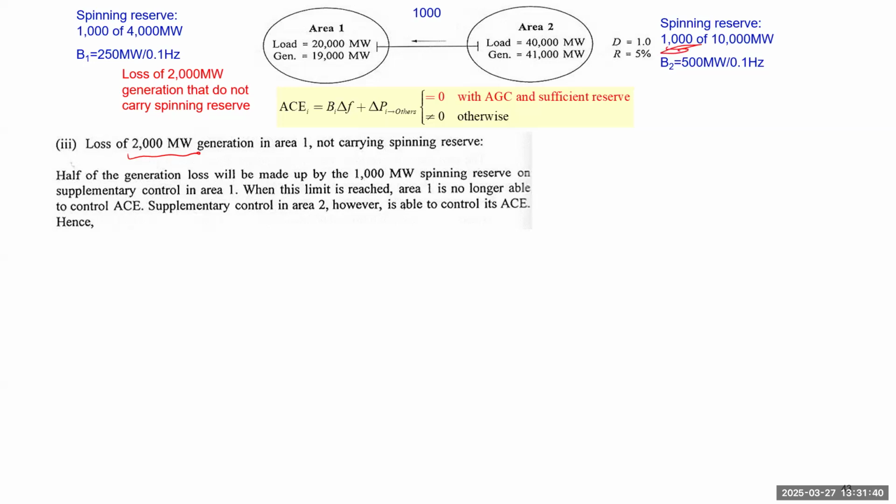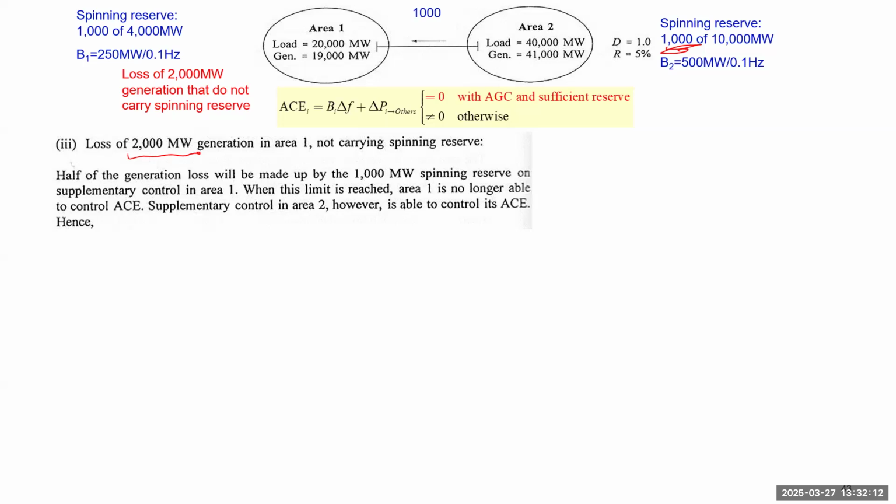We can definitely use area 2 to pick up the generation. So finally, area 1 will pick up 1,000, area 2 will pick up 1,000. But how do we calculate the frequency and tie-line flow? So that will be the question. Half of the generation loss will be from area 1, the other will be from area 2. But when we see both areas together carry the loss of generation, area 1 and area 2 are different.